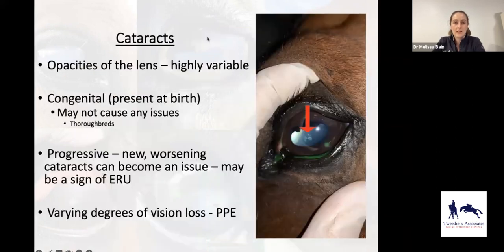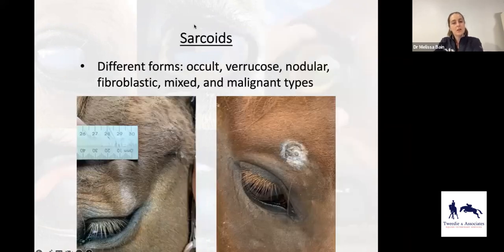We also get sarcoids, lots of different forms, lumps and bumps. They can be flat, sort of hairless areas. This horse here has three raised masses here that are suspicious of sarcoid, and the concern being that this may start to impact the function of this eye here.